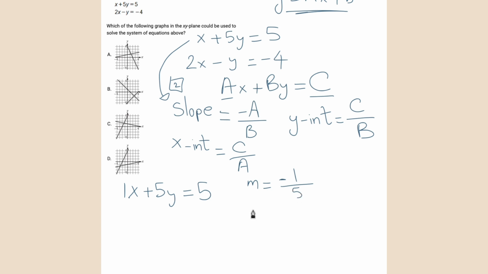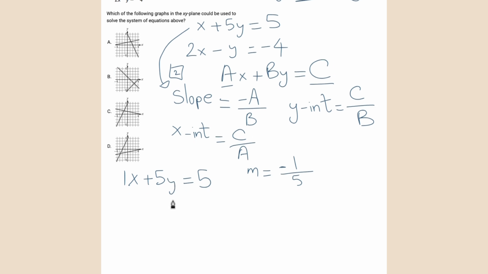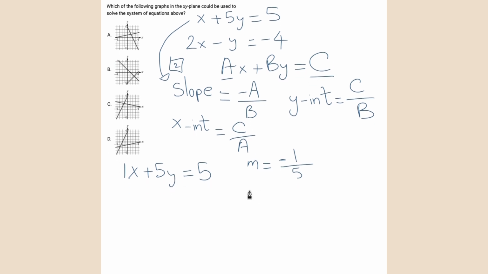And we also need the y-intercept, not the x-intercept. We don't need this for now, okay? The y-intercept can be found like this: y or b equals c divided by b, right? So 5 divided by 5, which is 1.